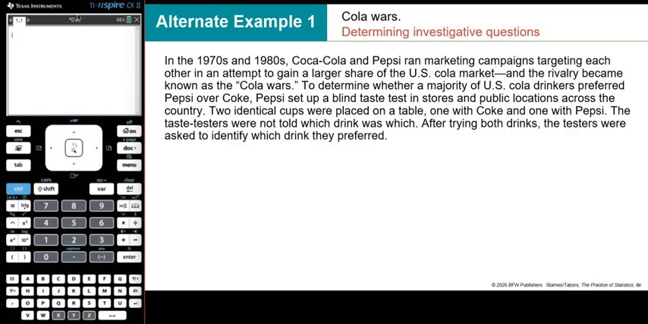Determine the investigative question. Again, this is a new skill for AP Stats. We haven't done this before, so this isn't that hard. In the 70s and 80s, actually, I remember this. I would go to the grocery store. They would have a stand set up, and they would give you free taste tests. Well, I love free stuff, so I would do this. You had two different cups. You drank one and drank another, and you told them which one was better. You didn't know which one was Coke or Pepsi. It was a blind taste test. And you tasted them, and then you said which one it was.